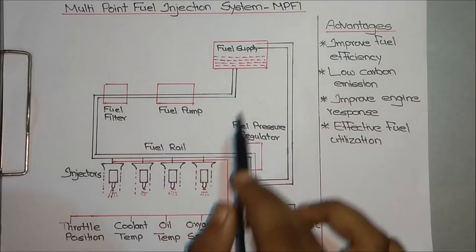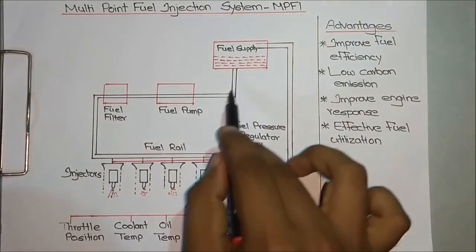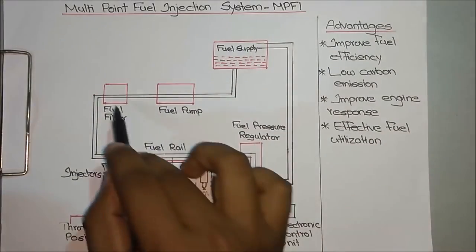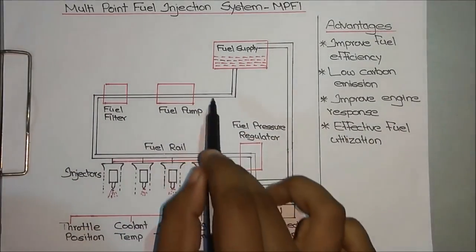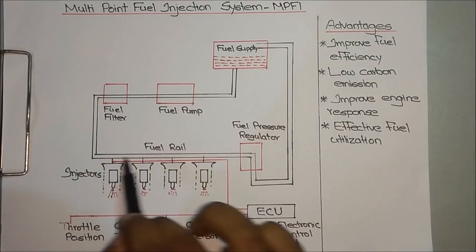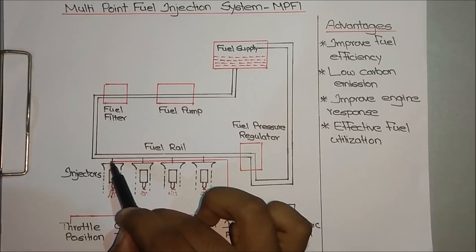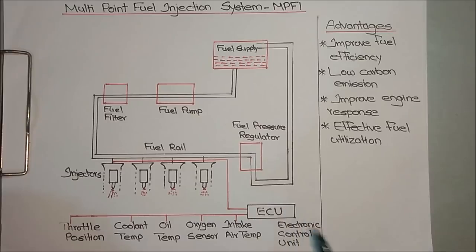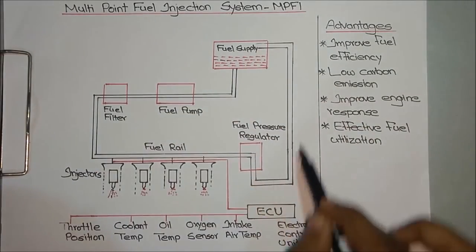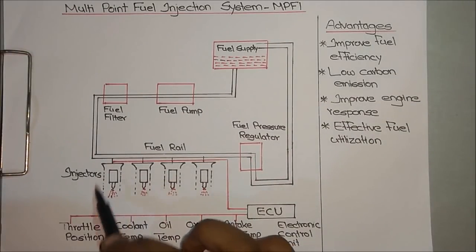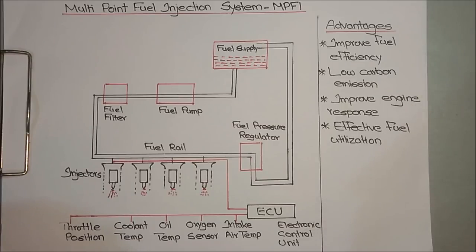So there will be a fuel supply where we store the fuel, and there will be a fuel pump in order to pump the fuel through this circuit, and a fuel filter in order to filter out the contaminants inside the fuel. After that there will be a fuel rail, from where we give fuel to the injectors. Okay, and there will be a pressure regulator in order to regulate the pressure of the fuel flowing through this circuit. And there will be injectors to inject the fuel inside the engine cylinder.